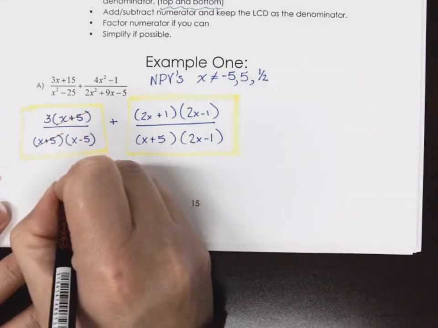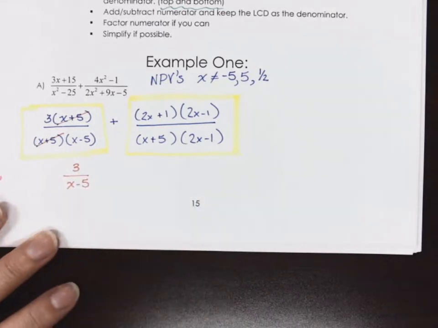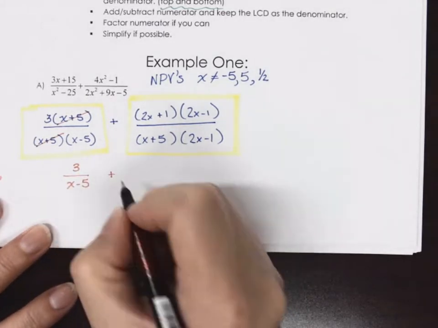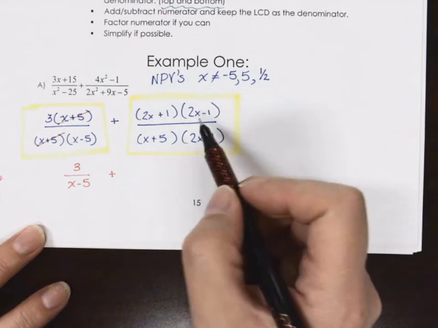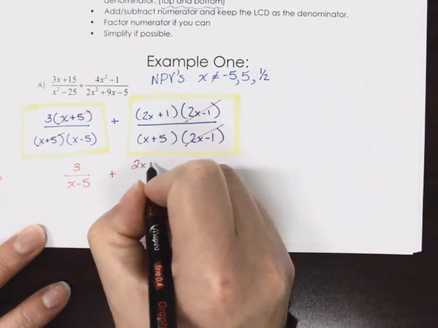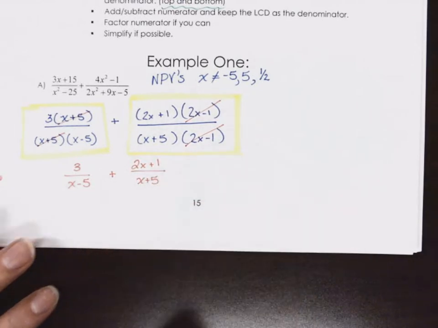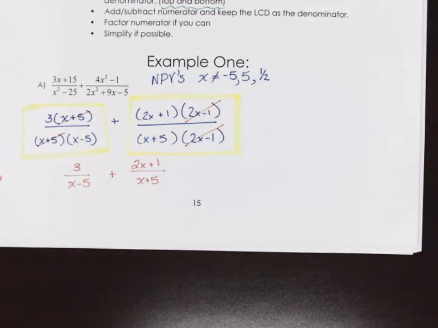So we're going to be left with 3 over x minus 5. And then we're adding to that. I'm going to simplify here. I'm going to cancel these out. 2x plus 1 over x plus 5. All right. So by doing that, it makes our LCD a little bit nicer. It's not like 4 terms. It's now only going to be 2 terms. So what is my LCD?